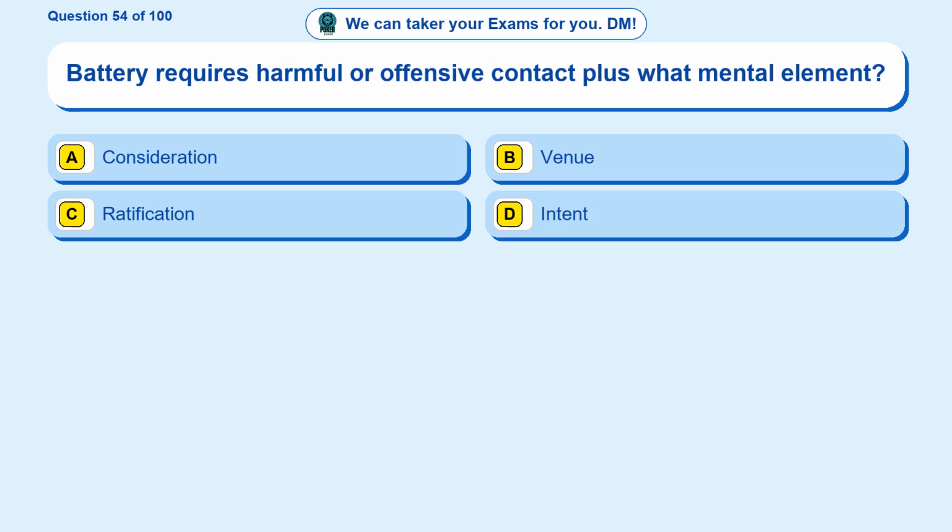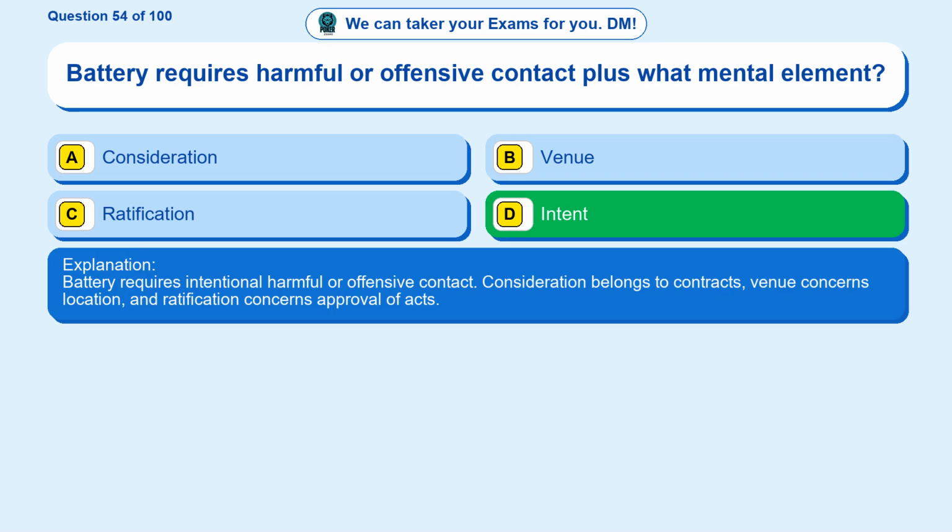Question 54. Battery requires harmful or offensive contact plus what mental element? Option A, consideration. Option B, venue. Option C, ratification. Option D, intent. The correct answer is option D, intent. Battery requires intentional harmful or offensive contact. Consideration belongs to contracts, venue concerns location, and ratification concerns approval of acts.